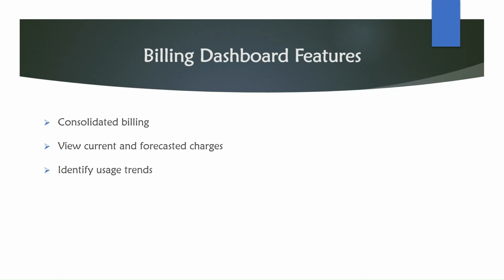Identify usage trends. The dashboard helps users visualize usage patterns over time, providing insights into how different services are being utilized. These features can identify trends in resource consumption, enabling users to optimize usage, scale resources efficiently, and prevent wasteful spending on underutilized services. So this feature allows users to have a comprehensive view of their AWS cost, identify potential savings, and make informed decisions to manage their cloud spending efficiently. So these are the billing dashboard features.